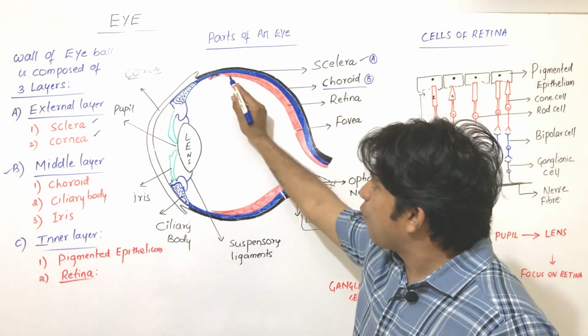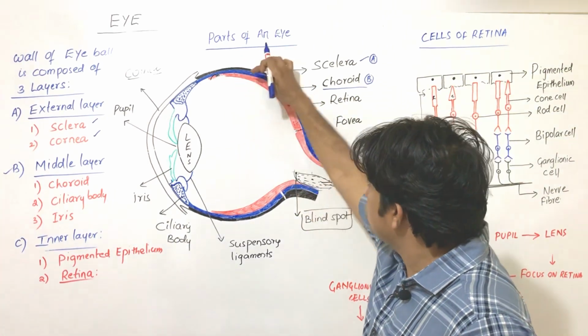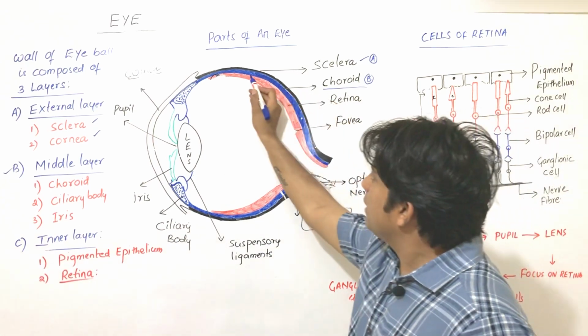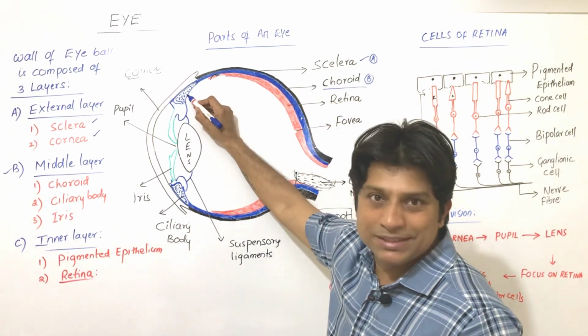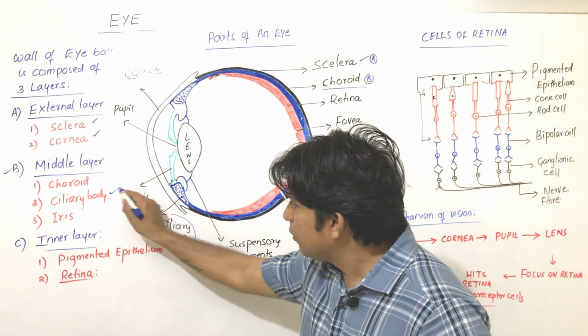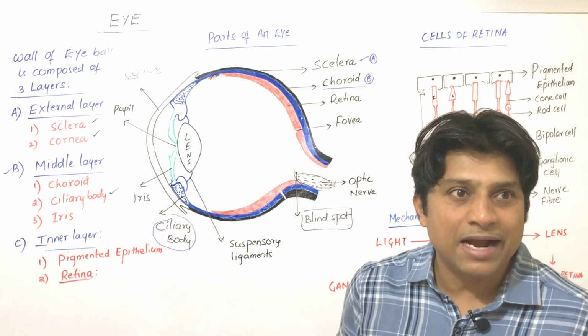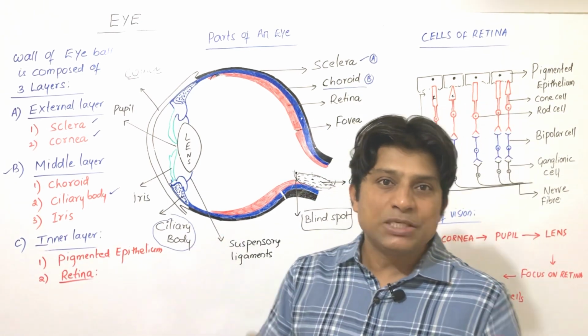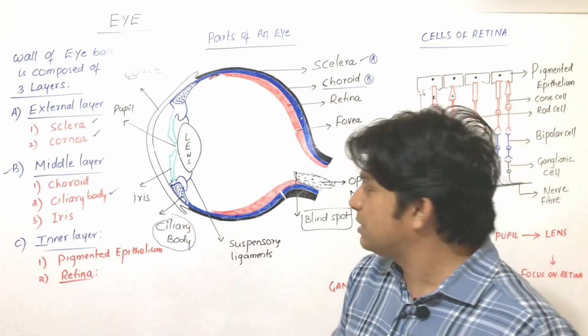Now two-thirds of the posterior part of the choroid is thin, whereas in the anterior end it becomes thick and forms the ciliary body. So the choroid forms the ciliary body in its anterior portion. Now the ciliary body is with ciliary muscles.